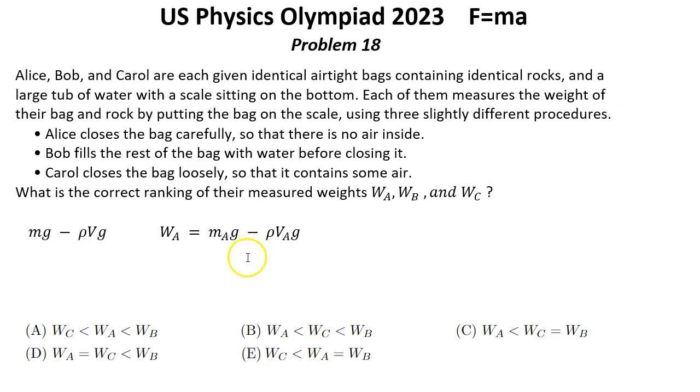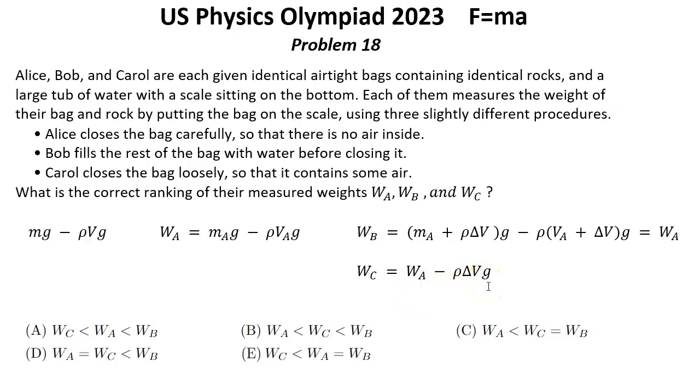If Bob adds volume delta V of water, he adds mass rho delta V as well. And practically we have the same measurement for him. Carol adds a volume of delta V while adding a negligible mass from the air. So we have the same but weight of replaced water by additional volume of air. Therefore, the answer is E, and that was a solution for problem number 18.